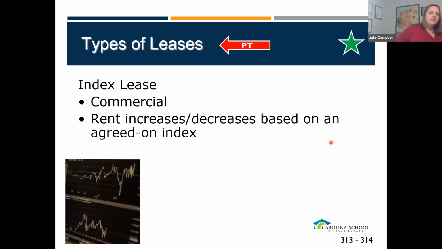An index lease, another commercial lease: rent fluctuates up and down based on an agreed upon index. An example might be the government's cost of living index. As the cost of living goes up, rent goes up. Cost of living goes down, rent goes down. We're deciding on some index to determine how much rent is.